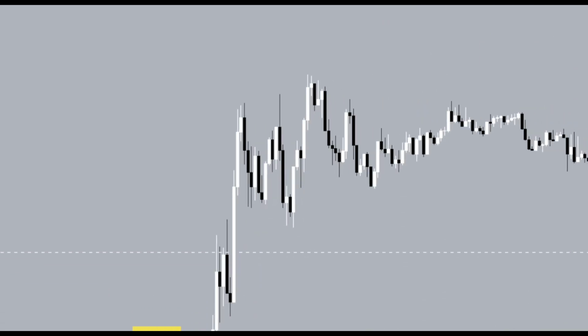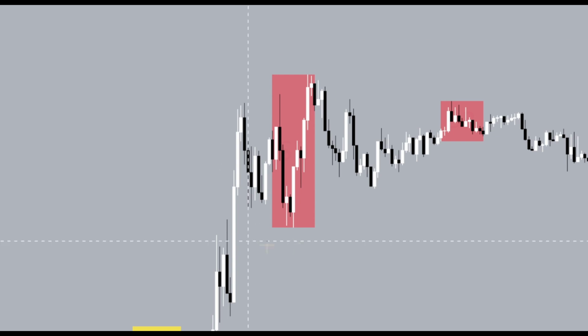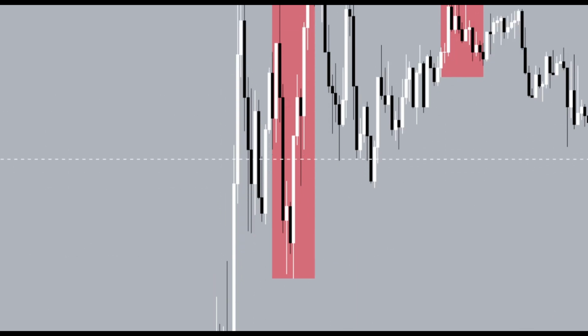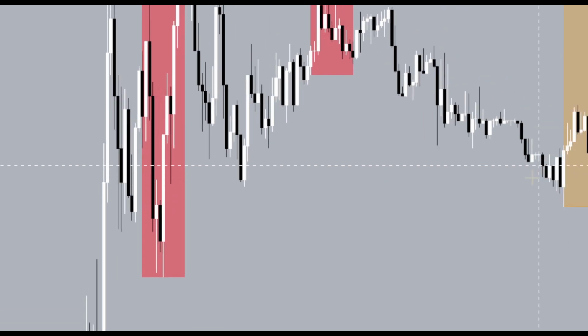This is one of the entry models I use. Essentially, it is the ICT silver bullet. If I quickly put the silver bullet timings on, we see that the silver bullet is essentially this red region over here. Again, the fair value gap was respected just over here. My entry was slightly above this, I believe around this fair value gap over here.